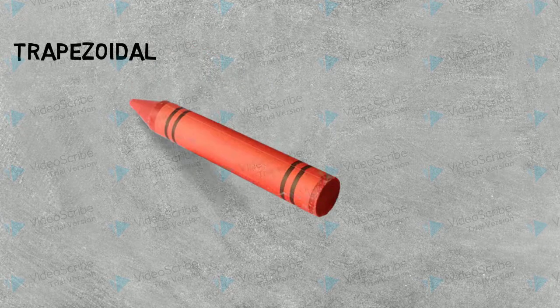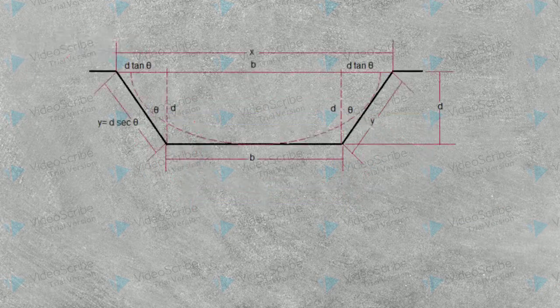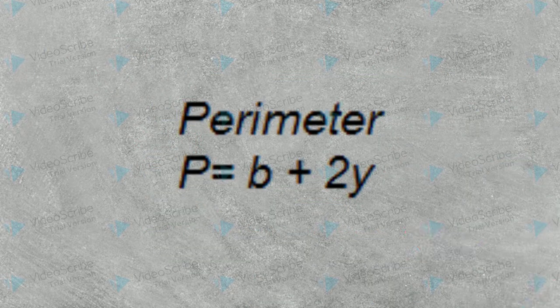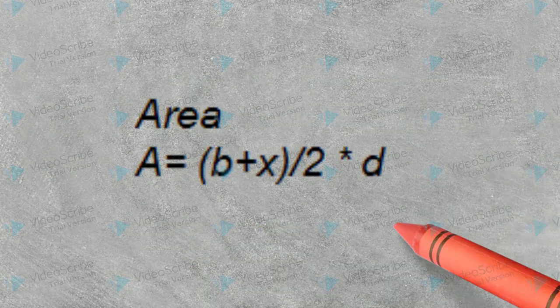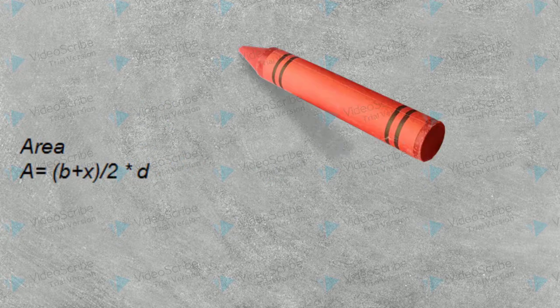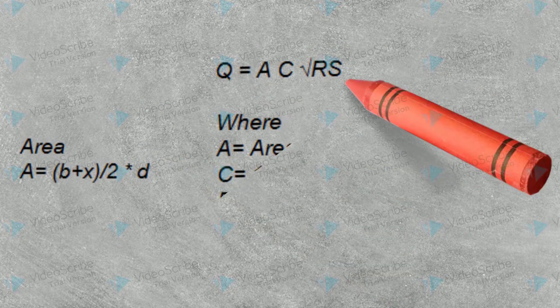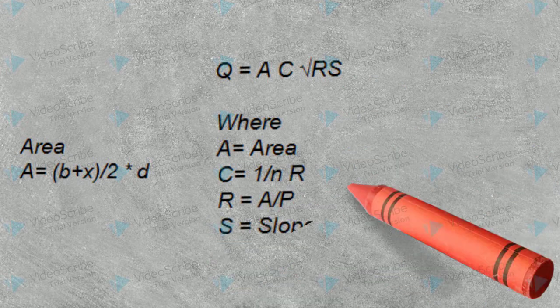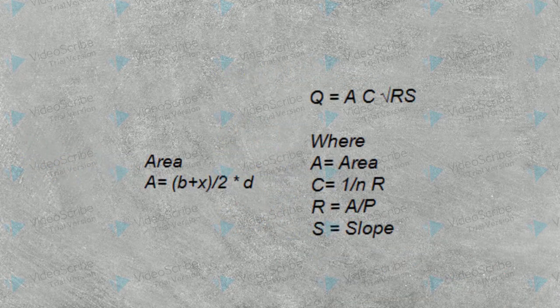Trapezoidal. The perimeter of the trapezoid is the sum of all the sides. P is equal to b plus 2y, the area is equal to (2b plus b times d) all over 2. The formula for getting the discharge is Q equal to A times C times the square root of R times S, where A is the area, C is equal to 1 over n times R to the power of 1/6, R is equal to the area over the perimeter, while S is the slope.